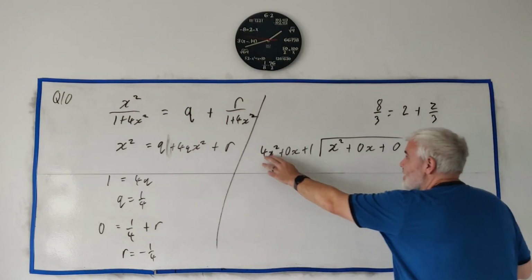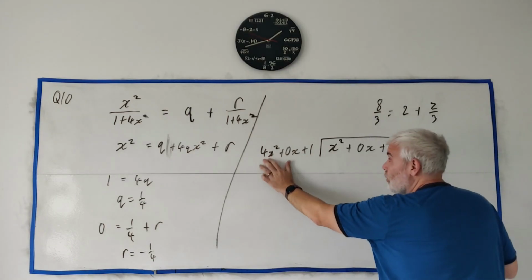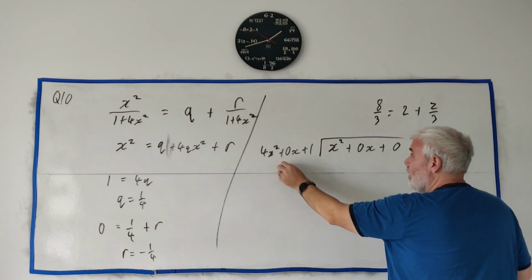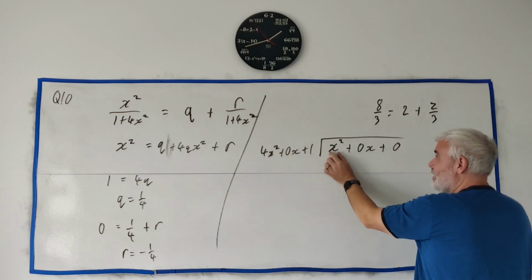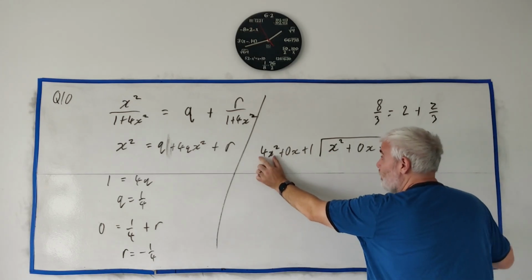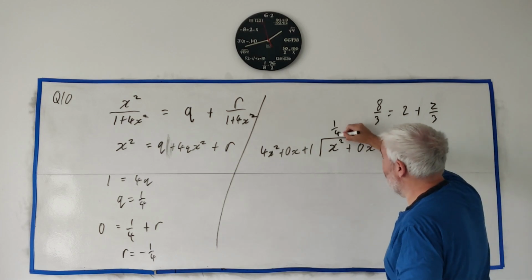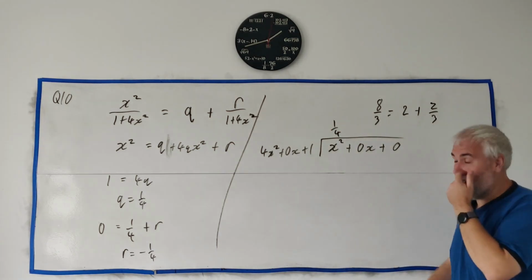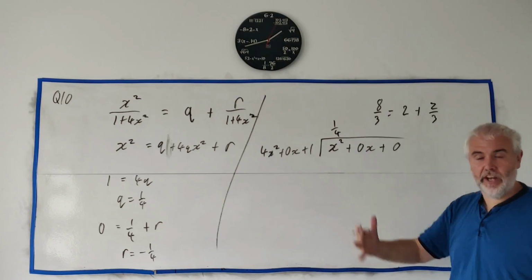So how many times does this divide into this? Well, we just look at the first terms. What would you have to multiply this by to get this number? You'd have to multiply this by 1 over 4, and that's where we get the 1 over 4. So you could do it as simply as that. You could do that in your head, in fact.